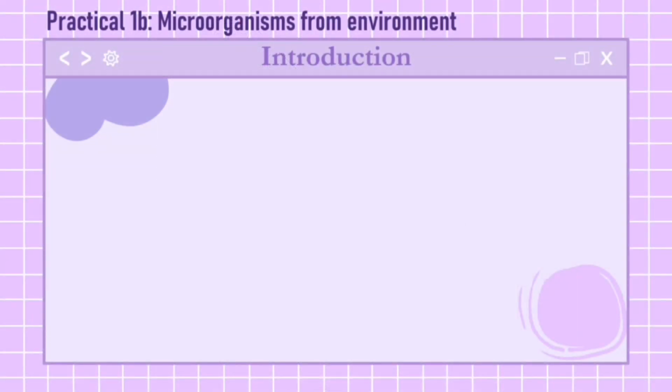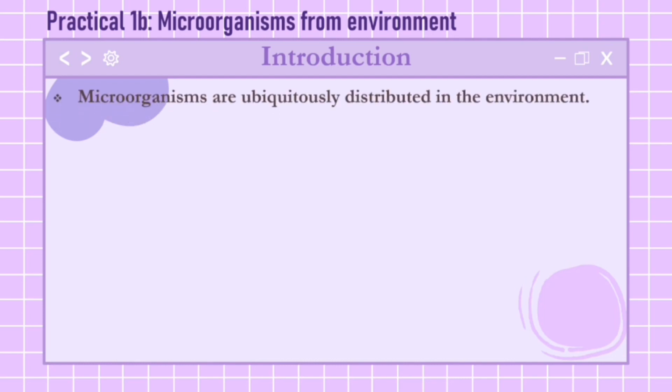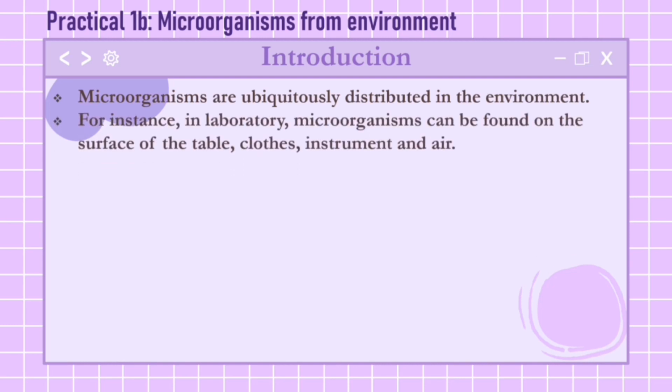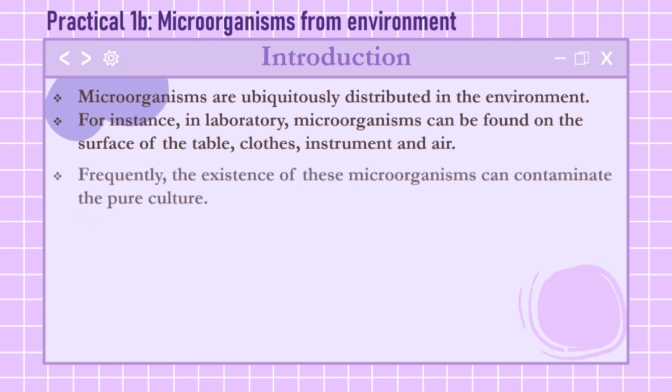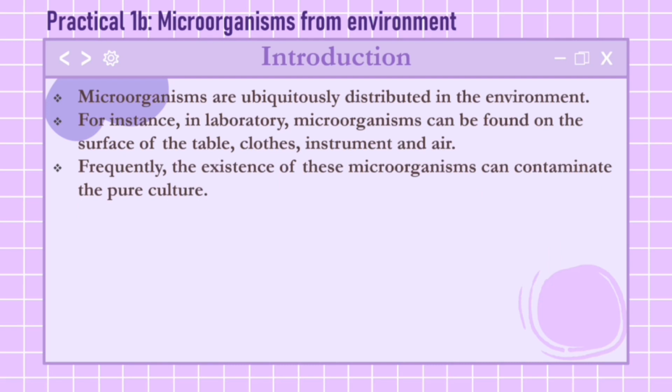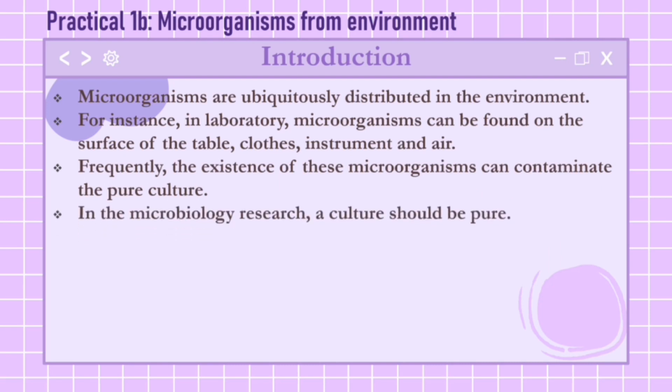Practical 1B, Microorganisms from Environment. Microorganisms are ubiquitously distributed in the environment. For instance, in the laboratory, microorganisms can be found on the surface of the table, clothes, instruments, and air. Frequently, the existence of these microorganisms can contaminate the pure culture. In microbiology research, a culture should be pure.